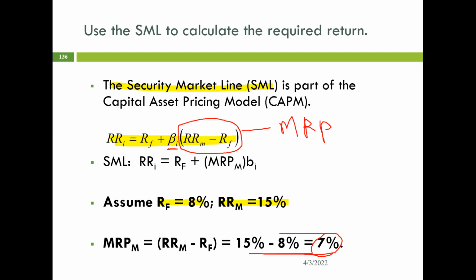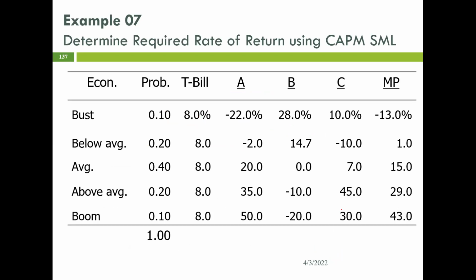In the marketplace, this is the price of the systematic risk, 7%. Then this 7% you multiply by the relevant beta factor of that particular stock. Then this will give you the risk premium. Here you can see the market risk premium is 7%. Now you can determine the required rate of return using CAPM or the security market line.